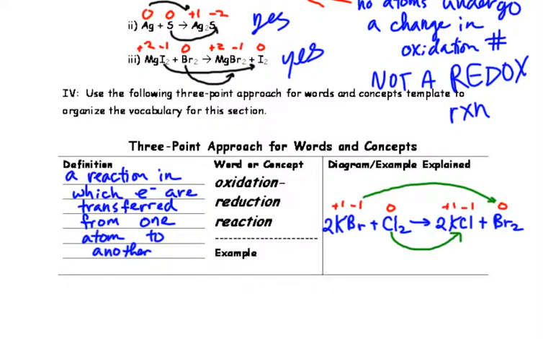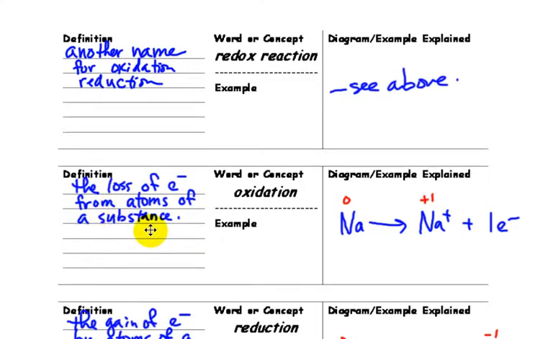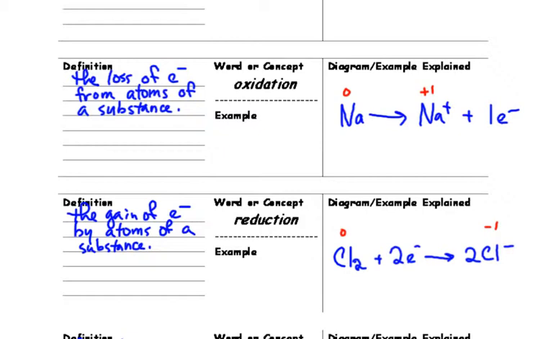So to wrap it up, oxidation reduction reactions are reactions in which electrons are transferred from one element to another, from one atom to another. For an example here, potassium bromide combining with chlorine, you can see how that works out. Redox reaction, basically the same thing. Loss of electrons is oxidation, so sodium becoming sodium +1 and giving off an electron. Reduction is the gaining of electrons by an atom of a substance, so chlorine gaining 2 electrons to become that.